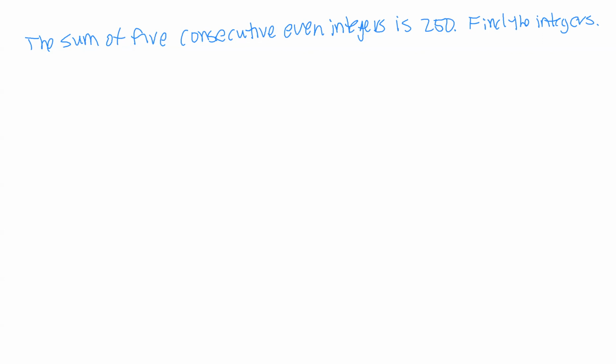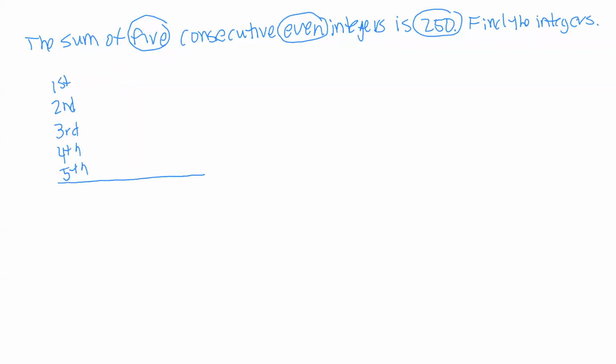Okay, so again, we're dealing with a sum. We have this time 5 consecutive even integers, and their sum is 250. Okay, these are the important pieces of information that we need to do. So I'm going to take my first integer, I'm going to add it to my second, my third, my fourth, and my fifth integer. All right, when I add, I have to get a sum of 250.